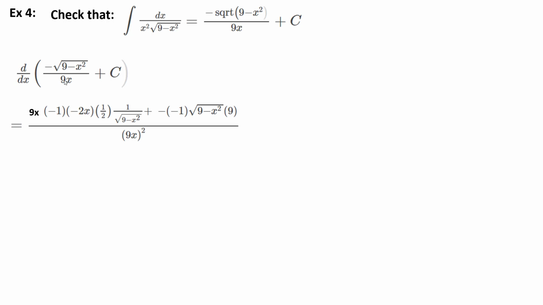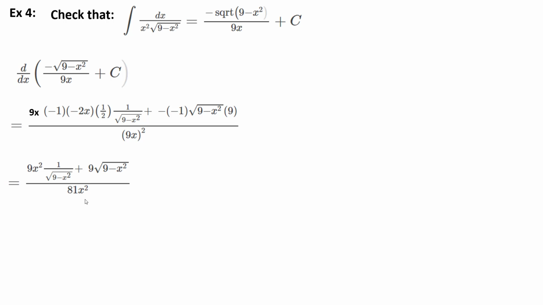We're going to apply the quotient rule, low d high. So minus, chain rule, minus 2x. We'll bring the 1/2 in front, 9 minus x squared to the negative 1/2. Plus minus high d low. So we got 2 minuses divided by low squared. 9x times negative 1 times negative 2x times 1/2 is 9x squared. Plus 9 times the square root of 9 minus x squared over 81x squared.